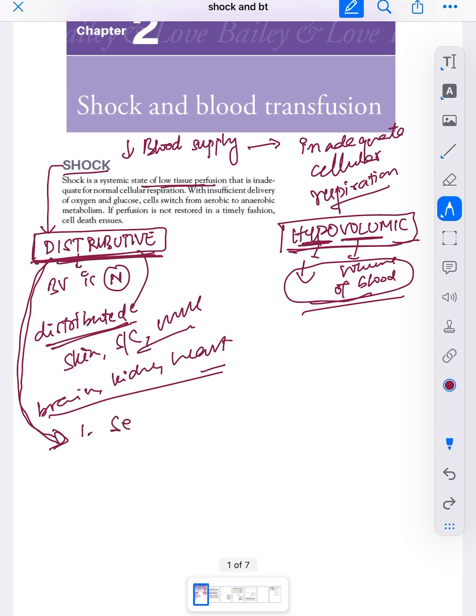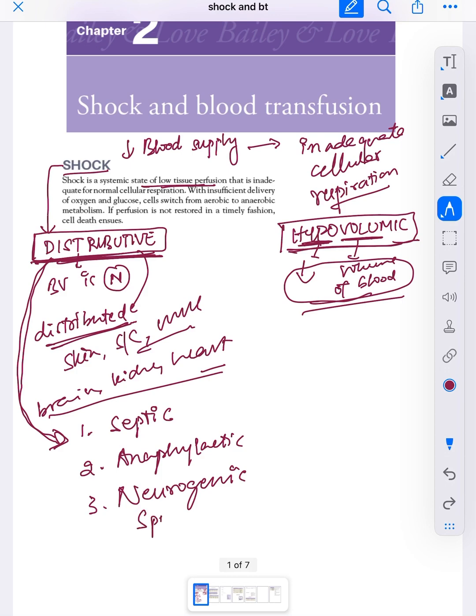So the septic shock is also a type of distributive shock. Anaphylactic shock is also a type of distributive shock, correct? The neurogenic shock is also a type of distributive shock. Neurogenic shock is also called the spinal shock, correct? So what happens in septic shock? There is peripheral vasodilatation because of the endotoxins released by the organisms, or the immune mediated cytokines that are released. All of these are responsible for peripheral vasodilatation. So blood is getting distributed in the periphery and it is getting pooled there. So there is no blood available for vital organs.